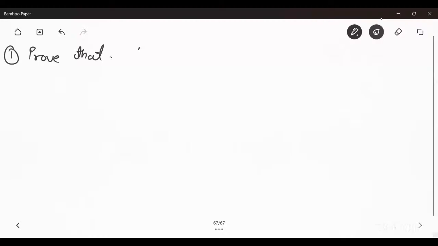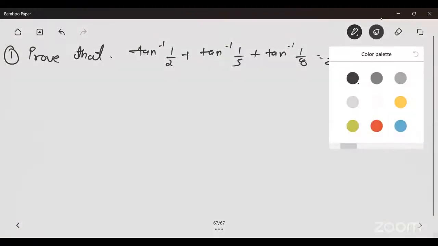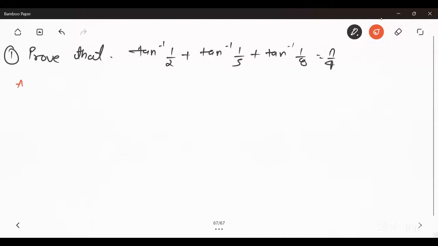Prove that tan inverse 1 upon 2 plus tan inverse 1 upon 5 plus tan inverse 1 upon 8 is equal to pi by 4. Now I'm solving this question. Taking LHS, tan inverse of 1 upon 2 plus tan inverse of 1 upon 5 plus tan inverse of 1 upon 8.